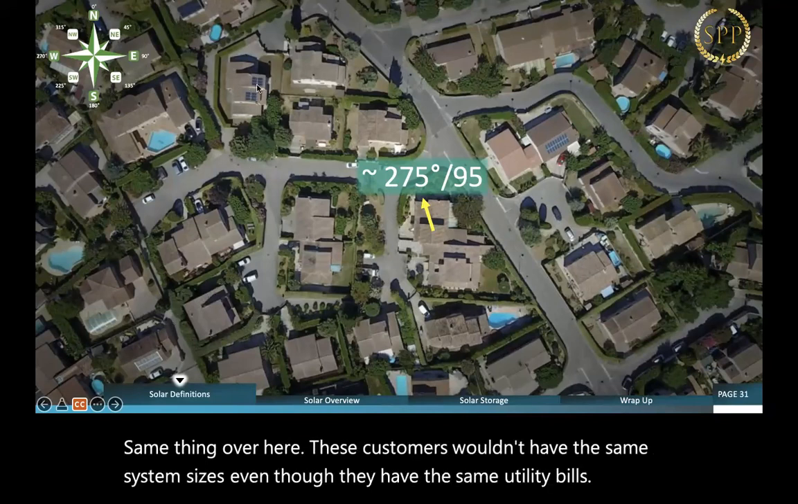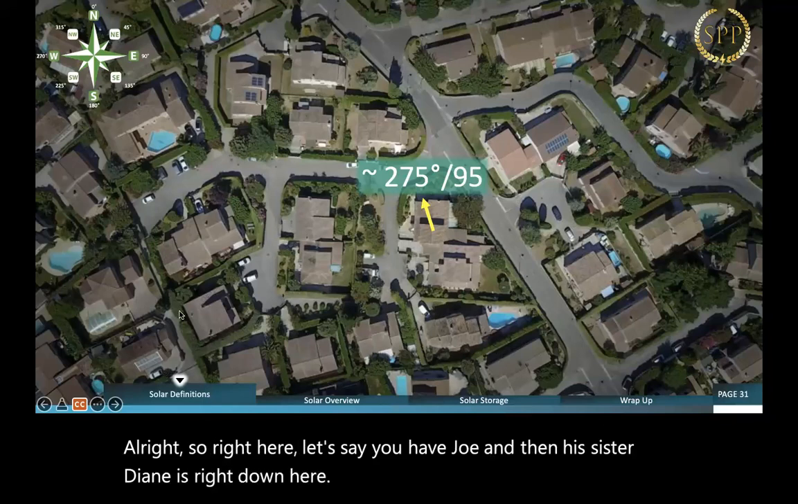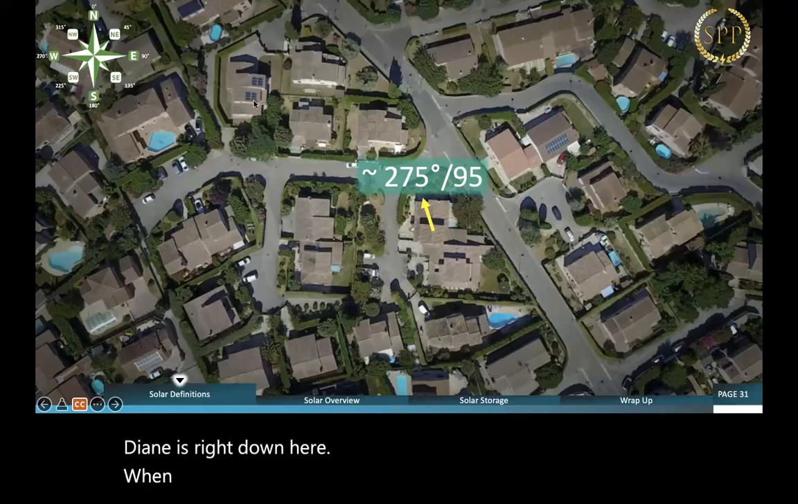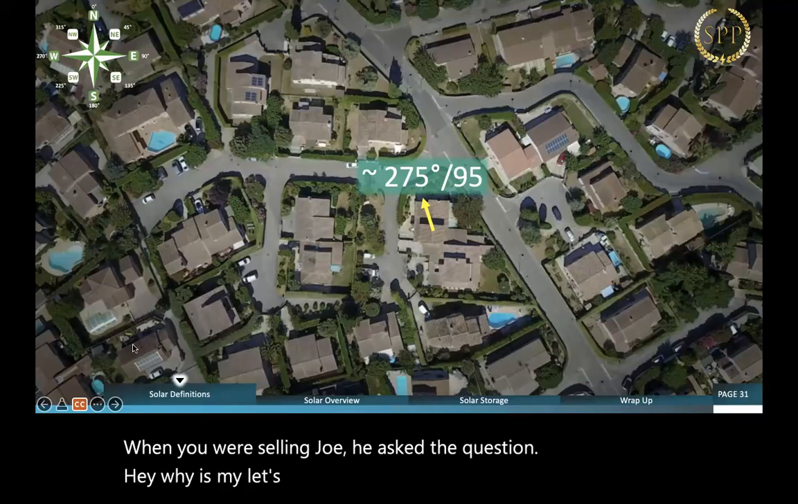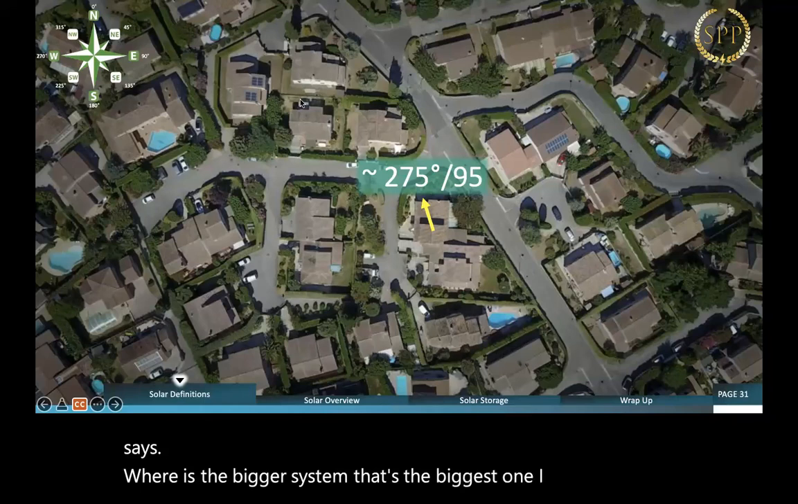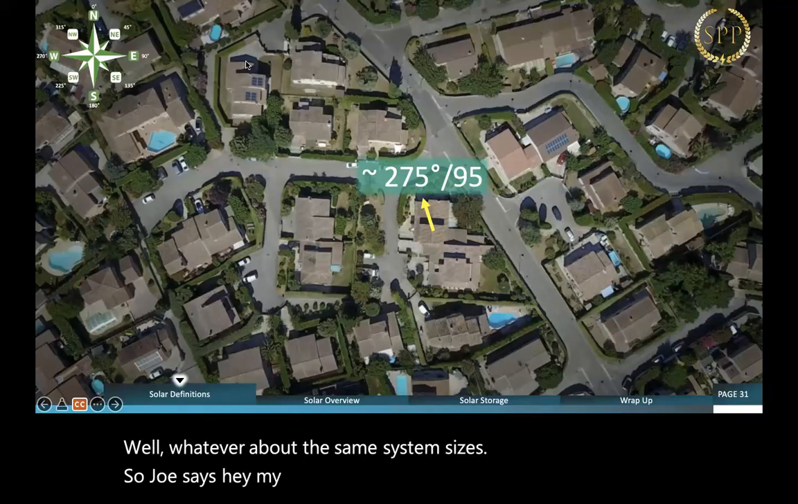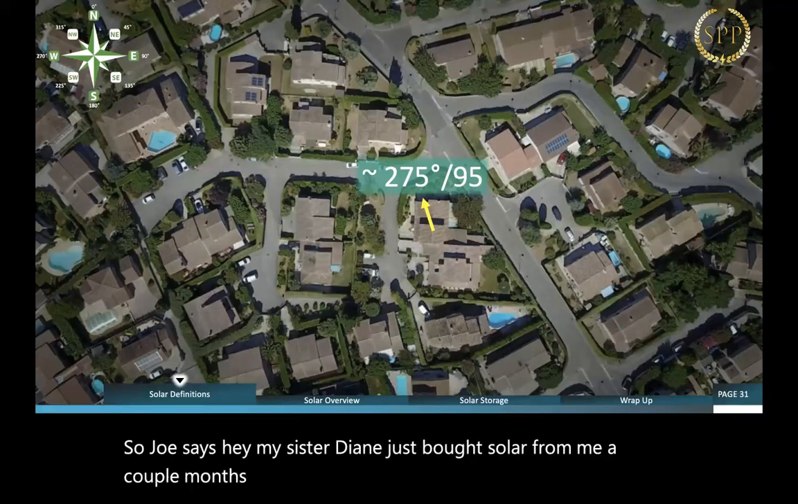All right. So right here, let's say you have Joe, and then his sister Diane is right down here. Okay. When you were selling Joe, he asked the question, hey, why is my system bigger? Let's talk to Diane. All right. Well, about the same system sizes. So Joe says, hey, my sister Diane just bought solar from me a couple months ago, and her system size is a lot smaller and it's a lot less expensive than mine.